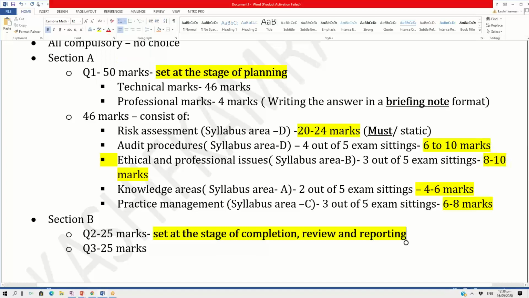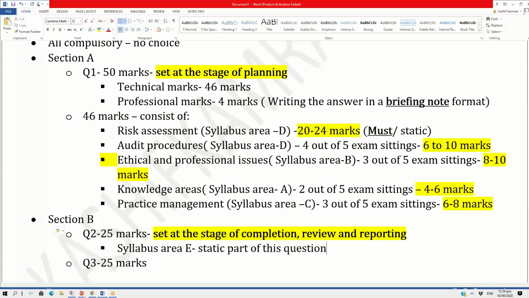Now, because it is set at the stage of completion, review and reporting, what ideally comes in question number 2, which is static, is the syllabus area E. Syllabus area E is the static part of this question, because syllabus area E is completion, review and reporting. So mostly what you find in question number 2 as a static part is either something from completion and review, or something from reporting.